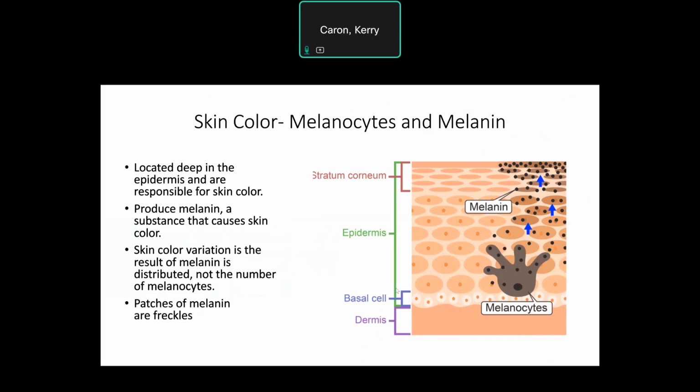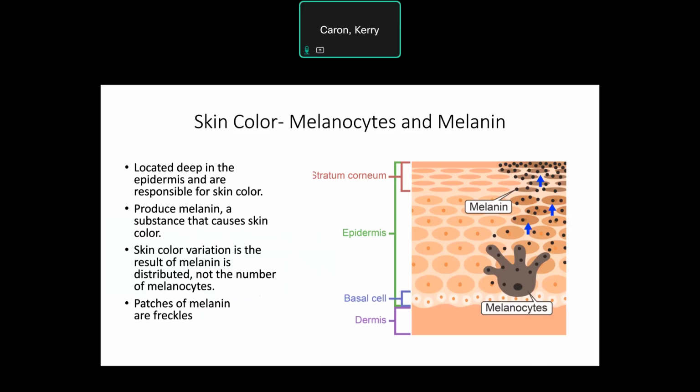Okay, skin color. So let's talk about that for a second. It's deep in the epidermis, not quite at the corneum. Some melanin is, but the melanocytes are deep within the epidermis. And melanin is the substance that causes the skin color.